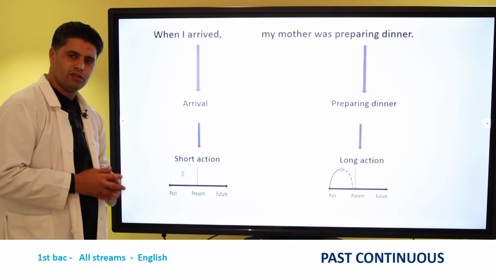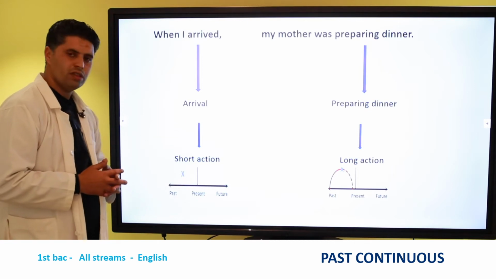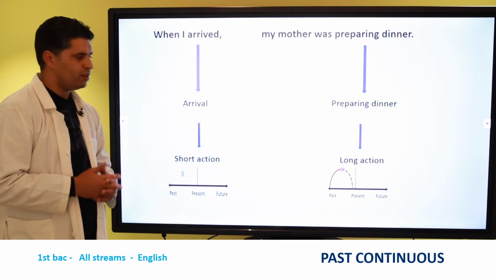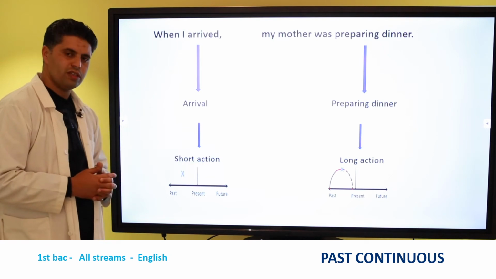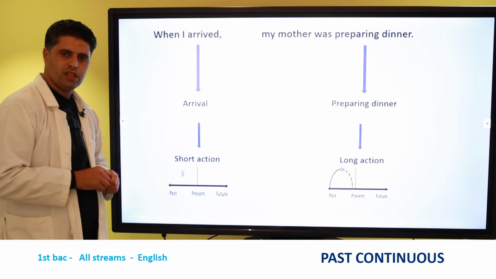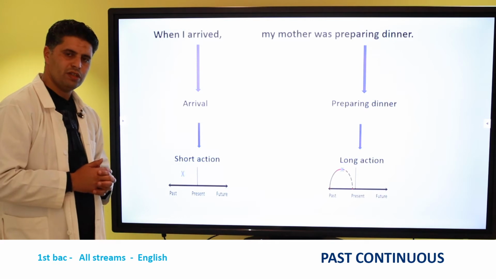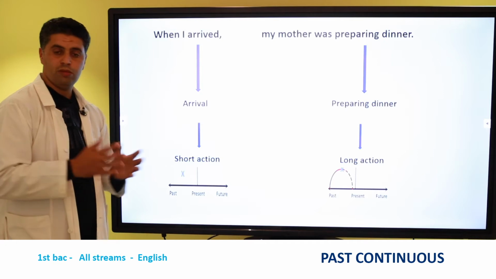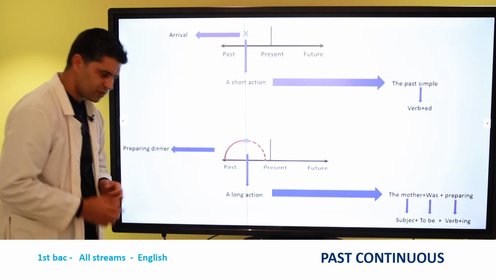Here, through this timeline, you can see that we have this action in the past, as you can see. While the second action, which is preparing dinner, is a long action. And through the timeline that you have there, you can see that this action is an action that took a period of time in the past. So here we can talk about a long action and a short action, but both of them happened in the past. Great.